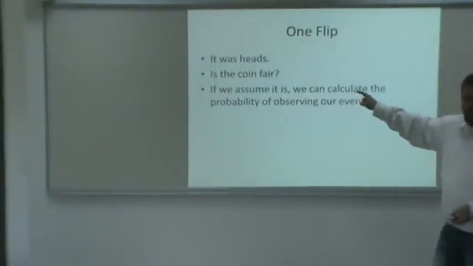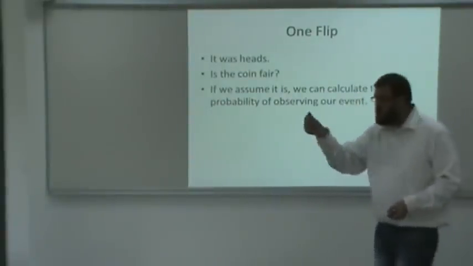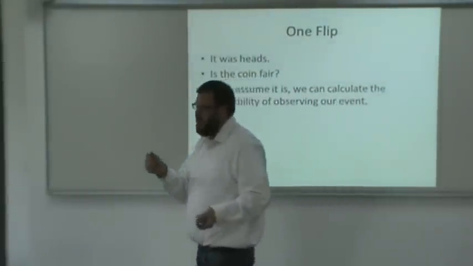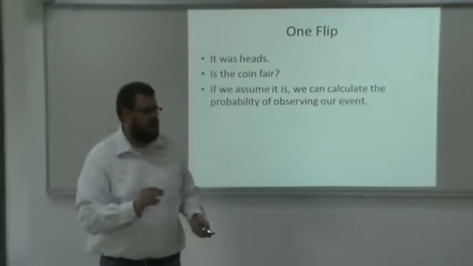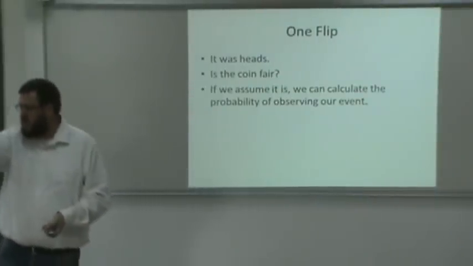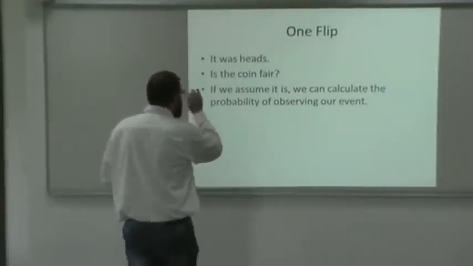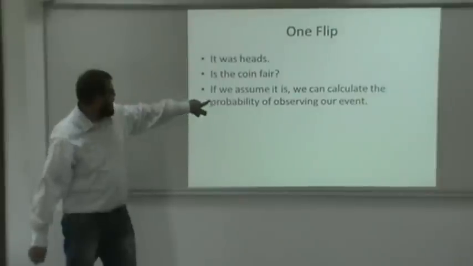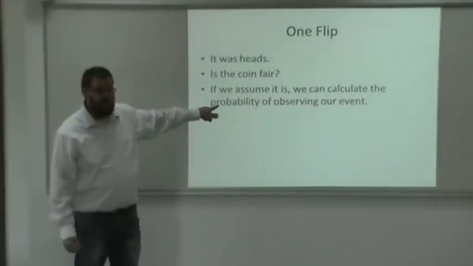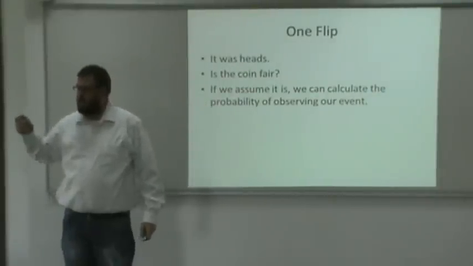So imagine we got heads, and we asked the question if it's fair. Now, if we assume it is fair, let's assume that this coin is fair. We don't really have a good reason to assume that this coin is biased. So when you answered it was fair, that's what most people would assume, right? The coin is probably fair. All right, so if we assume that it is, we can calculate the probability of observing what we observed, right?